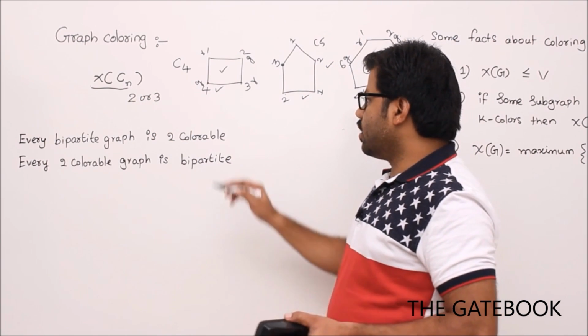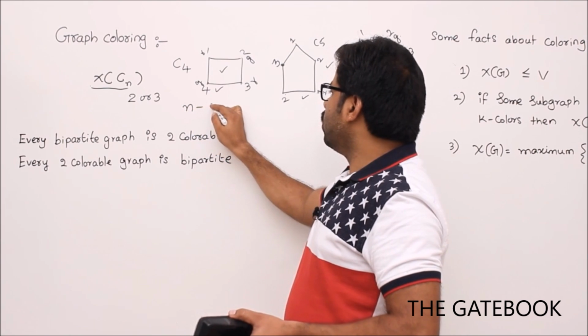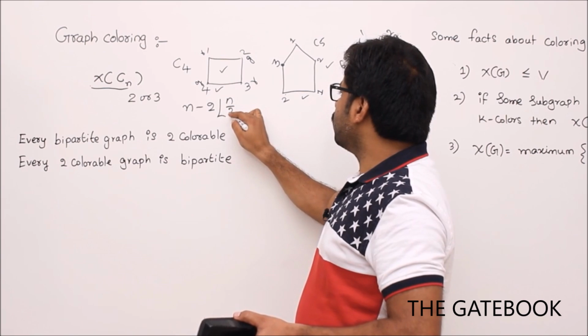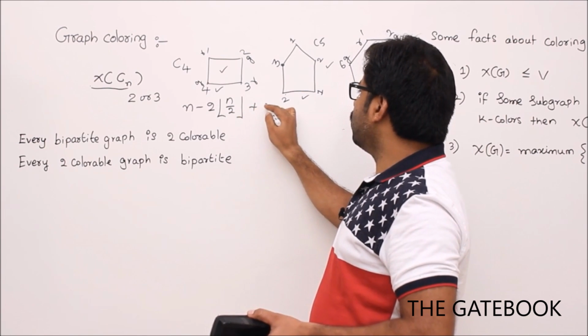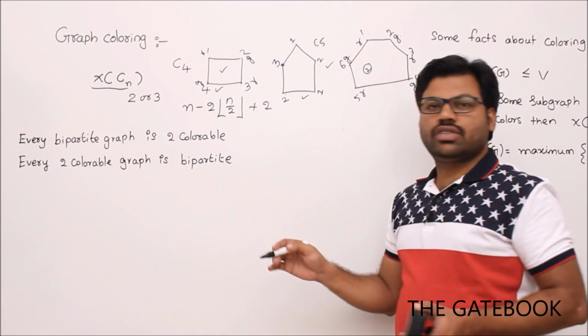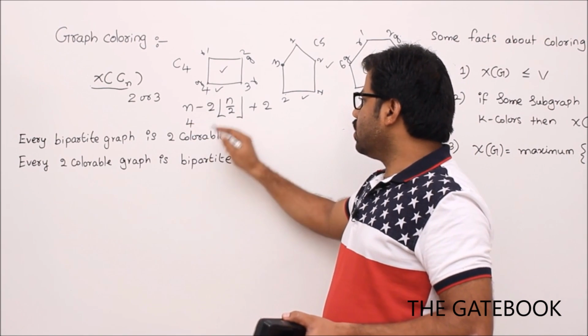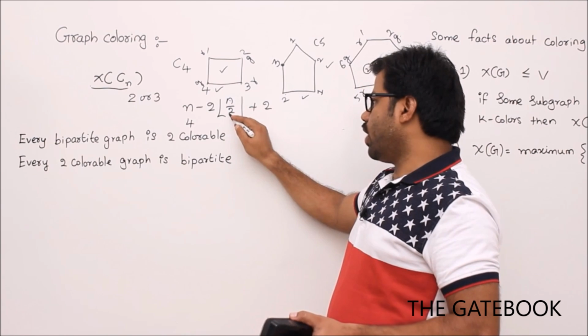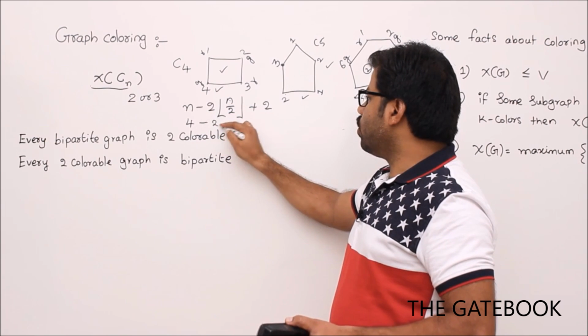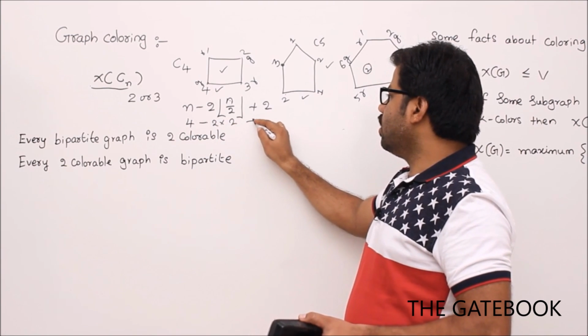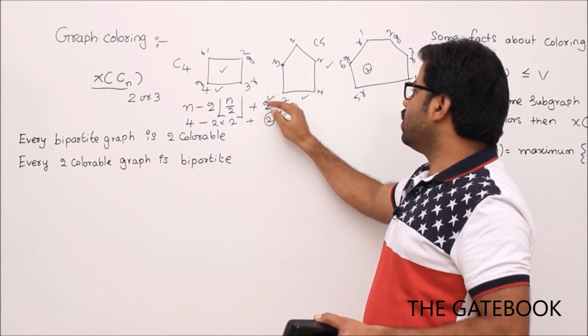Particularly I can say like this: n minus 2 into n by 2 plus 2. So how this formula gives correct answer, we'll see. When n value is 4, this n by 2 will be 2, right? So 4 minus 2 into 4 by 2 is 2. 2 into 4, 4 4 cancelled, and you get this 2, which is correct answer.